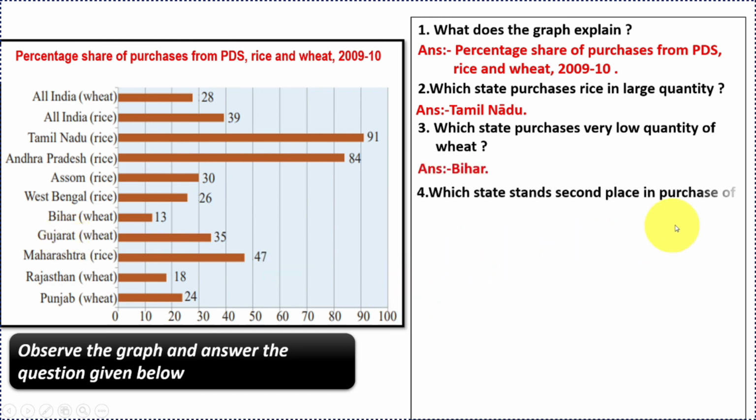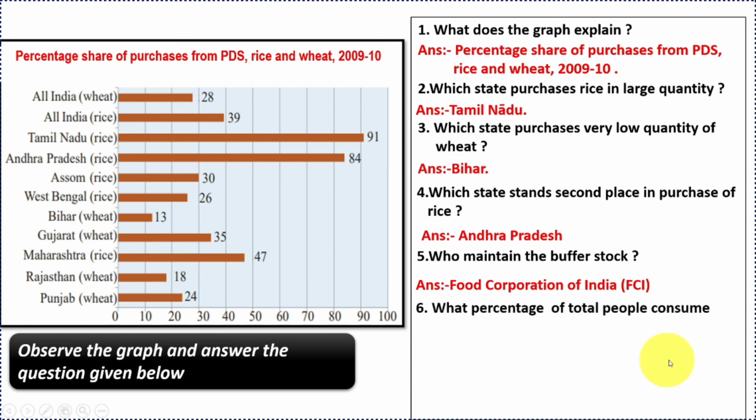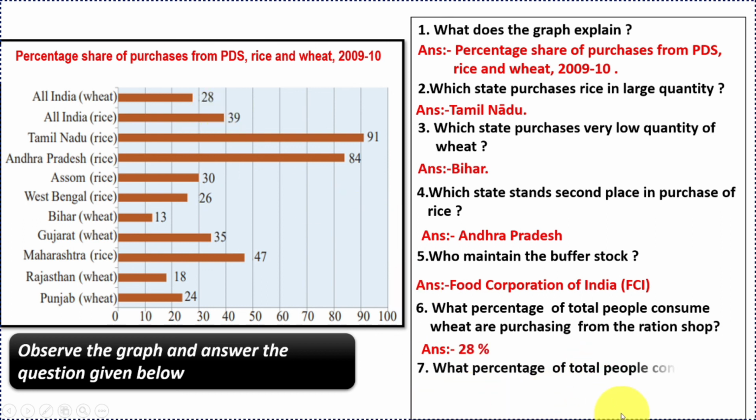Which state stands in second place in purchase of rice? In rice, second place 84, that is Andhra Pradesh. Who maintains the buffer stock? In India, the Food Corporation of India maintains buffer stock. What percentage of total people who consume wheat are purchasing from the ration shop? Wheat, all over India, 28%. What percent of total people who consume rice are purchasing from the ration shop? In the case of rice, all India 39%.